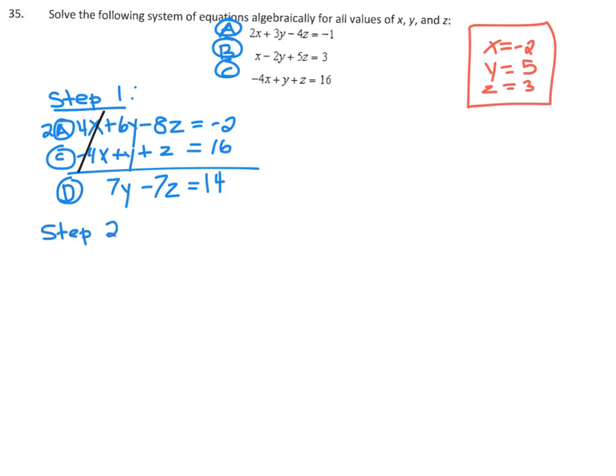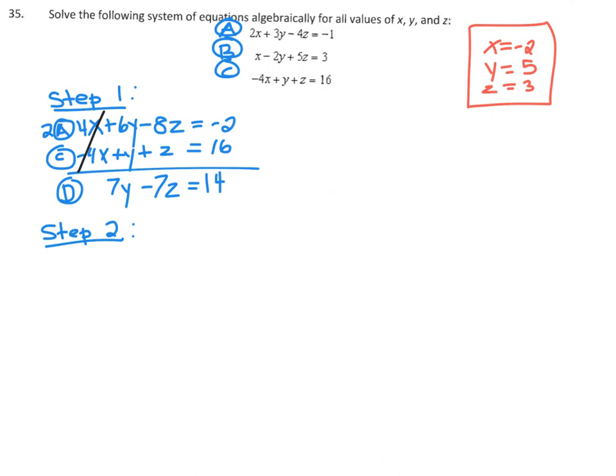Now with step 2, we want to go back to our original equations, and we want to again try to eliminate the same variable that we did in step 1. So we're going to try to eliminate the x's. Now we've already used equation A and C, so now we have to pick a different pair of equations. So I'm going to just use A and B. This says 2x. If I could make this say negative 2x, then the x's would cancel. So in order to do that, we're going to multiply equation B by negative 2.